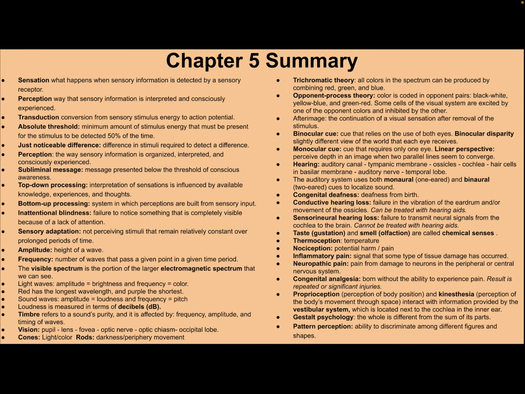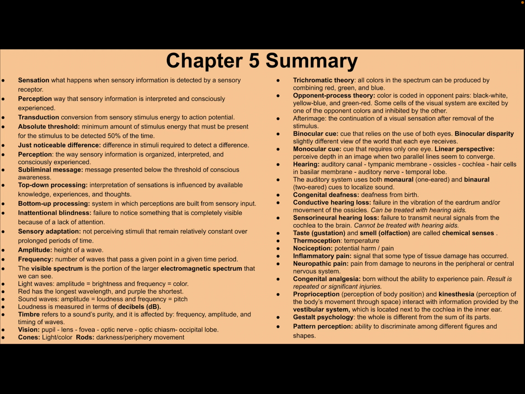The two types of pain that our brain can perceive and that our senses can sense are inflammatory pain and neuropathic pain. Inflammatory pain is actual damage to your body, real tissue damage, like a scrape or a cut or an injury. Neuropathic pain, however, is damage to the neurons in either the peripheral or the central nervous system. Congenital analgesia, I always say that wrong, is when someone is born without the ability to experience pain. And of course, since they can't experience pain, they often have repeated or significant injuries.